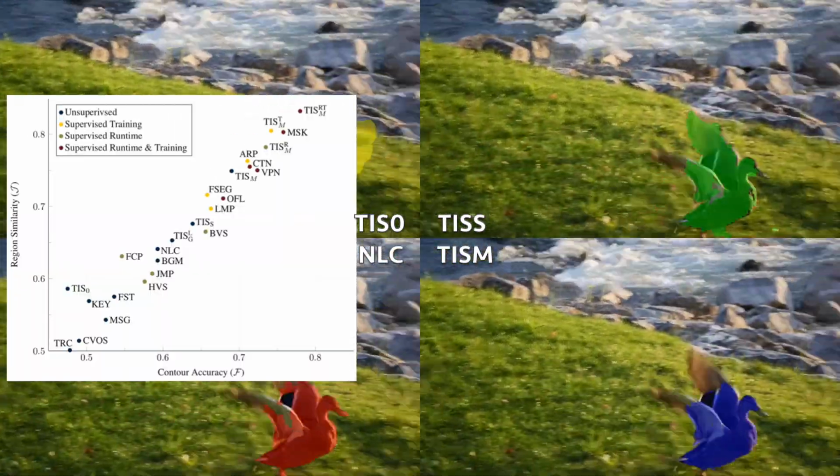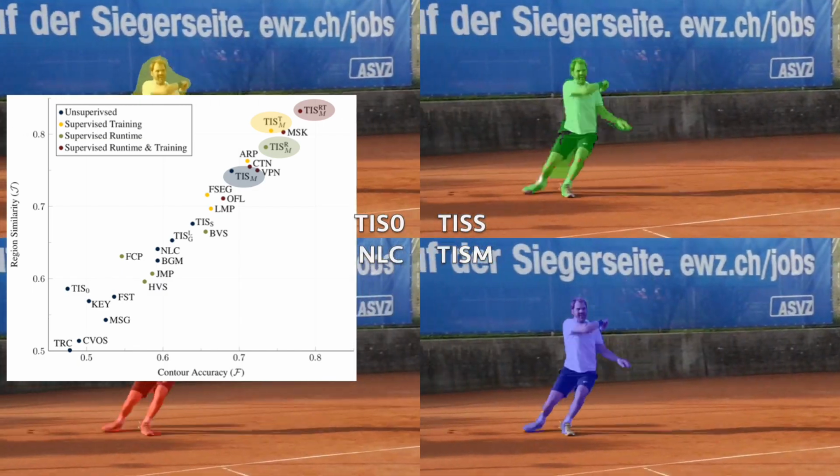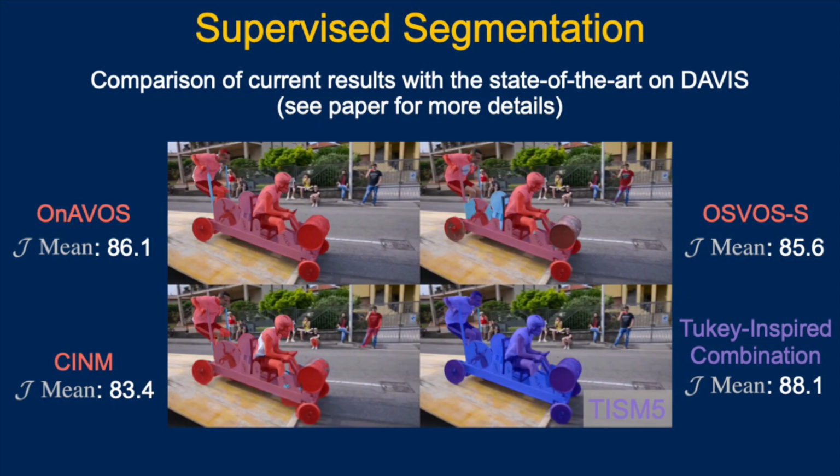We emphasize that this level of improvement was repeated when combining segmentations from all levels of supervision on Davis. For our last comparison, we look at our Tukey-inspired combination method on the bottom right against the 3 leading supervised segmentation methods.